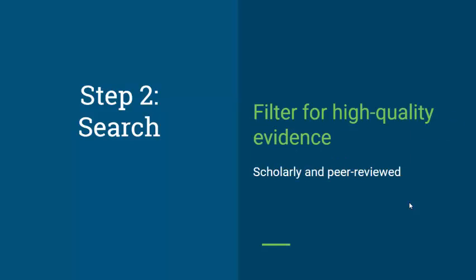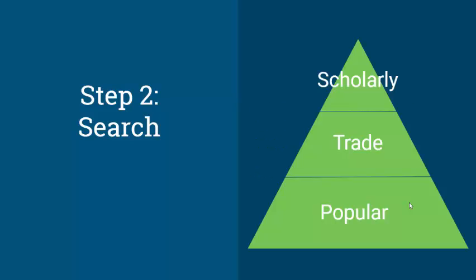As you're searching, you're going to want to filter for high quality evidence that's scholarly and peer reviewed. The instructions for your literature review say that you need 10 to 12 pages worth of information. So you're going to need a lot of articles and only 2 of them can be unvetted. So that means that all but 2 of your articles really need to be from this high quality scholarly literature.